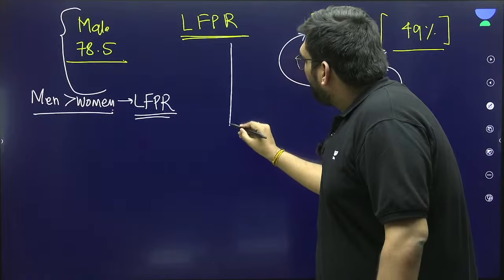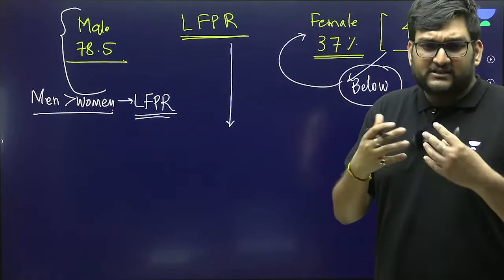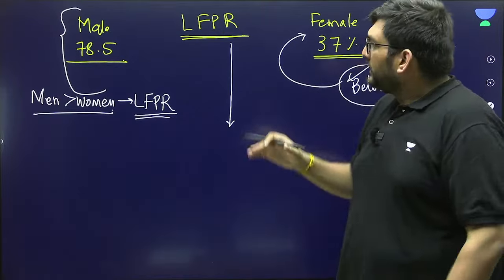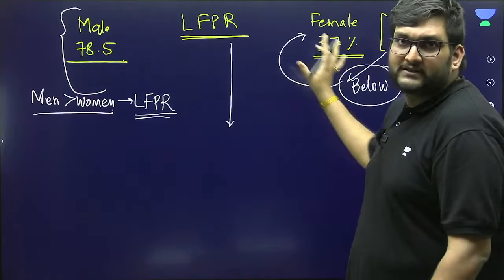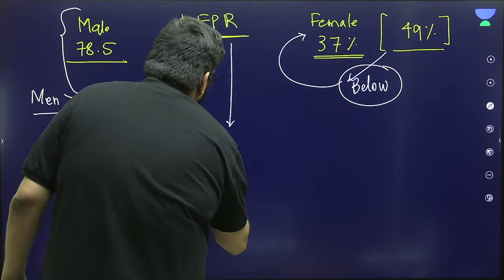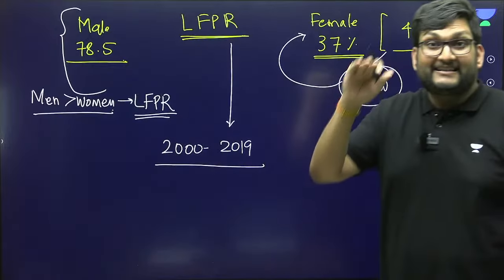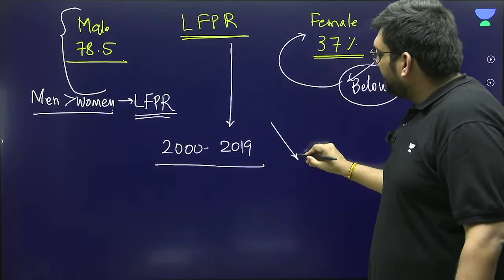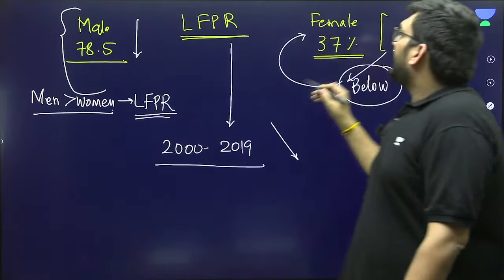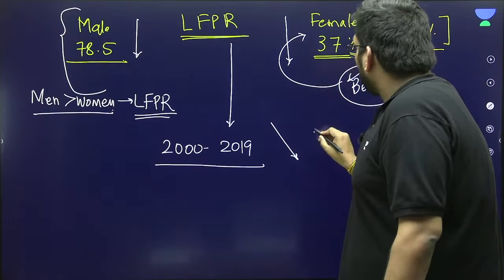Now, the next point is, what has been the trend? Because UPSC asks questions related to trend. What has been the trend with regards to the whole of labor force participation rate? And the answer to that question is, between 2000 to 2019, there was a proper decline. There was a declining trend with male labor force participation going down and female labor force participation also going down, with females reaching the point of 24%.